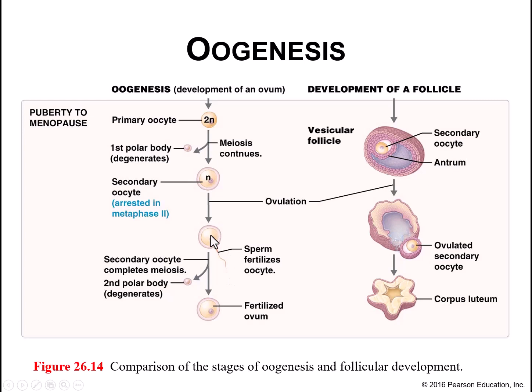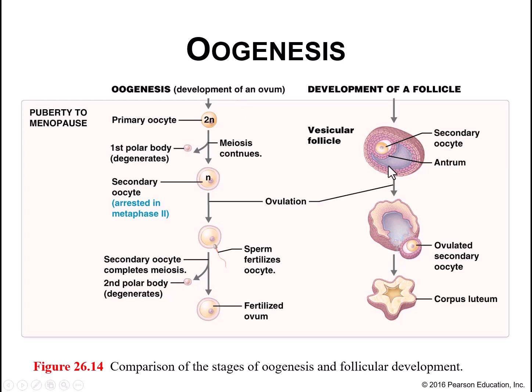But if it is fertilized, it will finish out meiosis 2 and release a secondary polar body with the excess DNA in it. So remember, we've got to get rid of part of our DNA. And then the fertilized ovum will continue to develop into a blastocyst, which we'll look at in chapter 27. So that is follicular development as we went along.